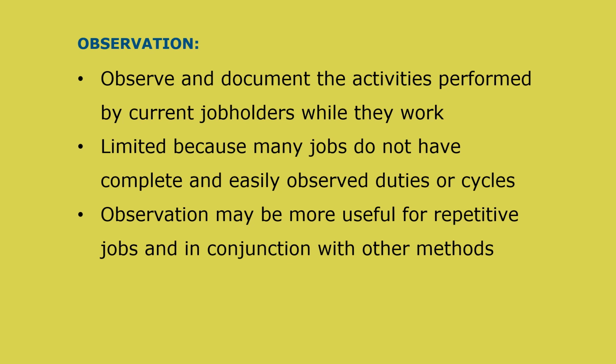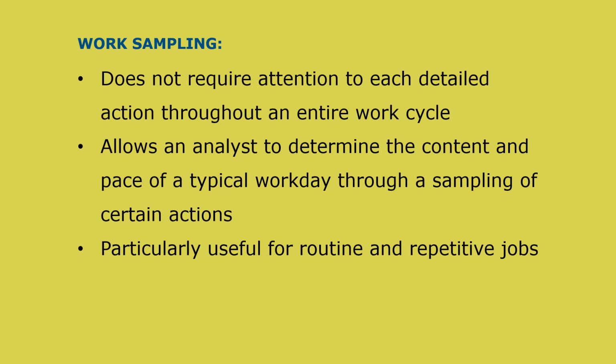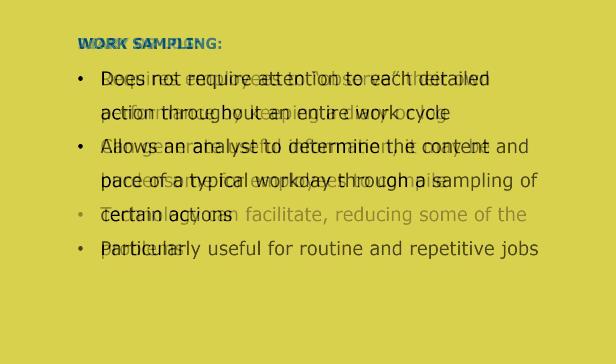The observation method is limited because many jobs do not have complete and easily observed job duties or job cycles. Thus, observation may be more useful for repetitive jobs and in conjunction with other methods or as a way to verify information. One type of observation, known as work sampling, does not require attention to each detailed action throughout an entire work cycle. Work sampling allows an analyst to determine the content and pace of a typical workday through a sampling of certain actions rather than continuous observation. Work sampling is particularly useful for routine and repetitive jobs.